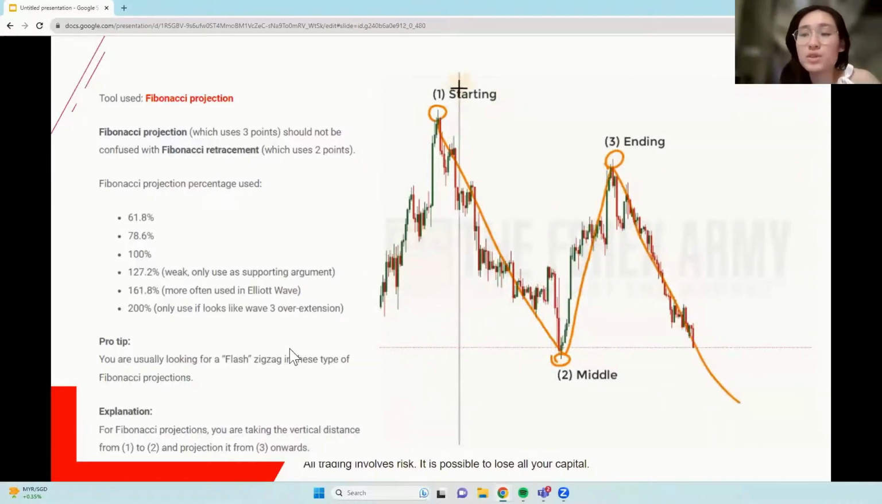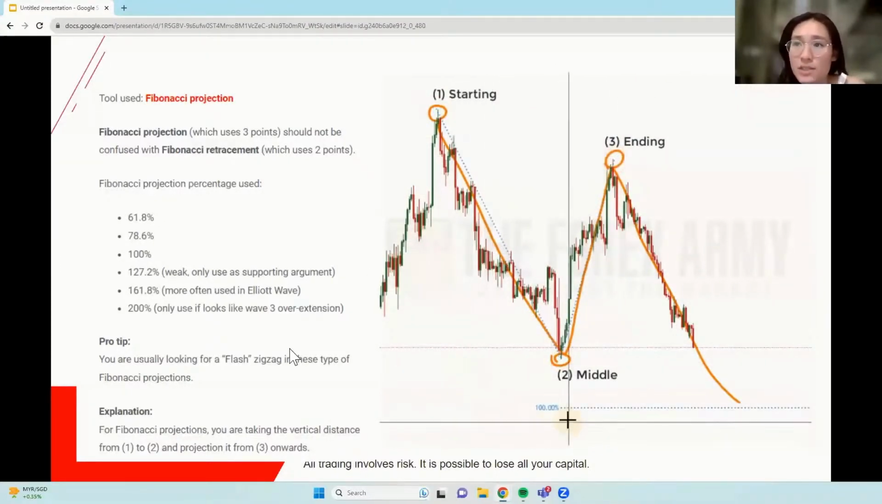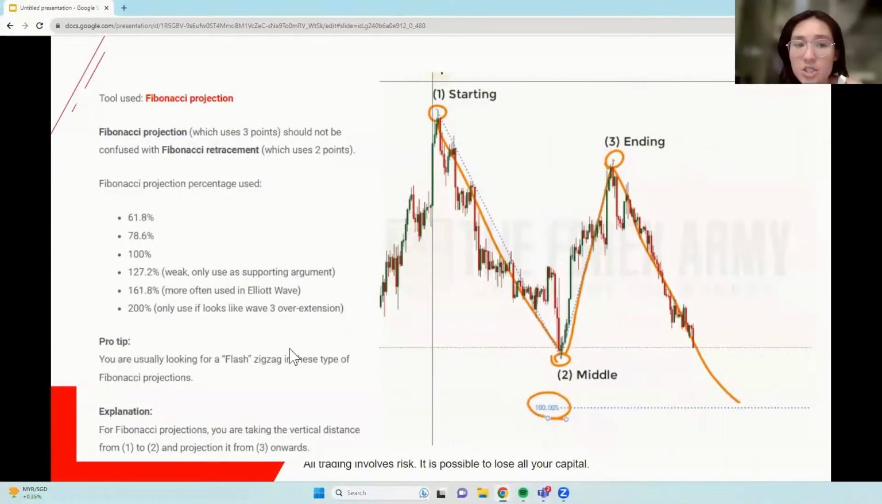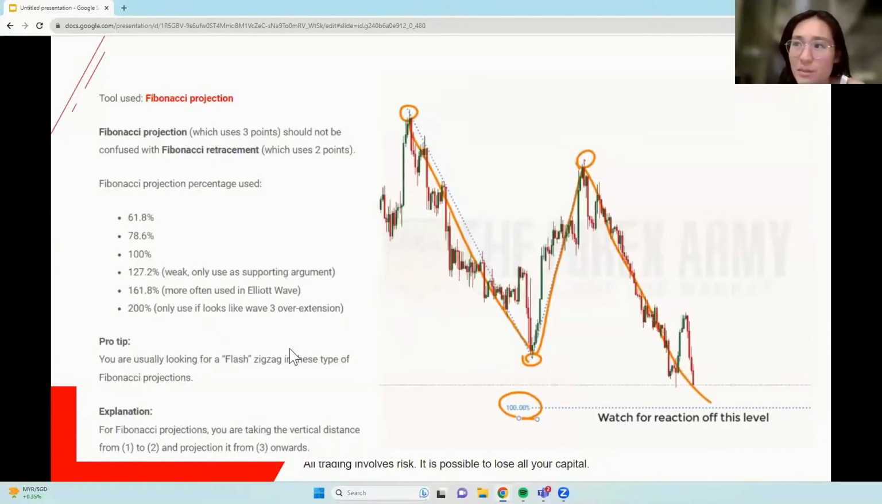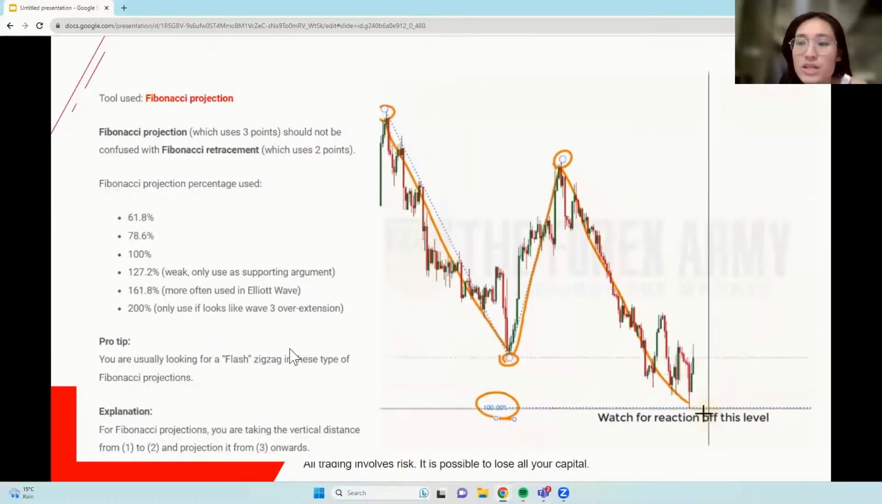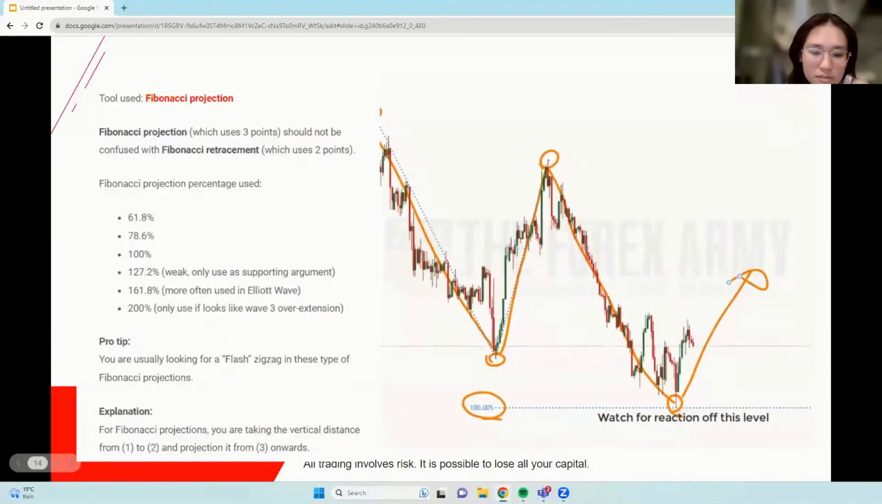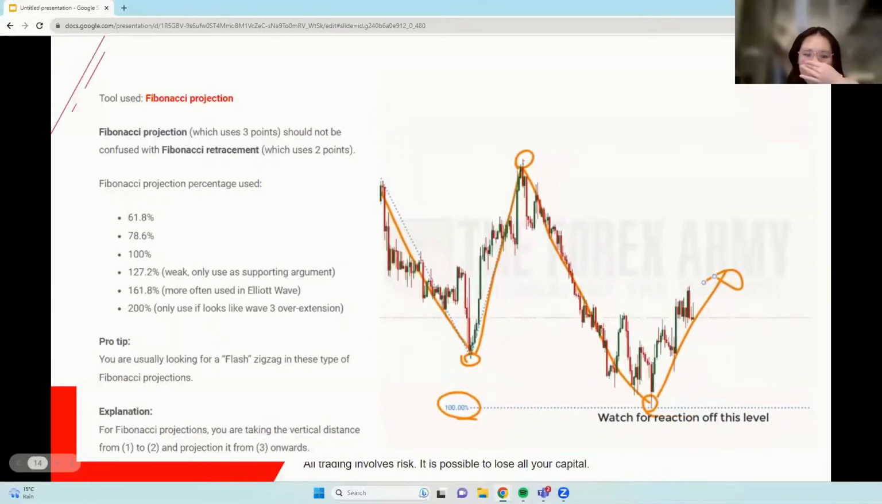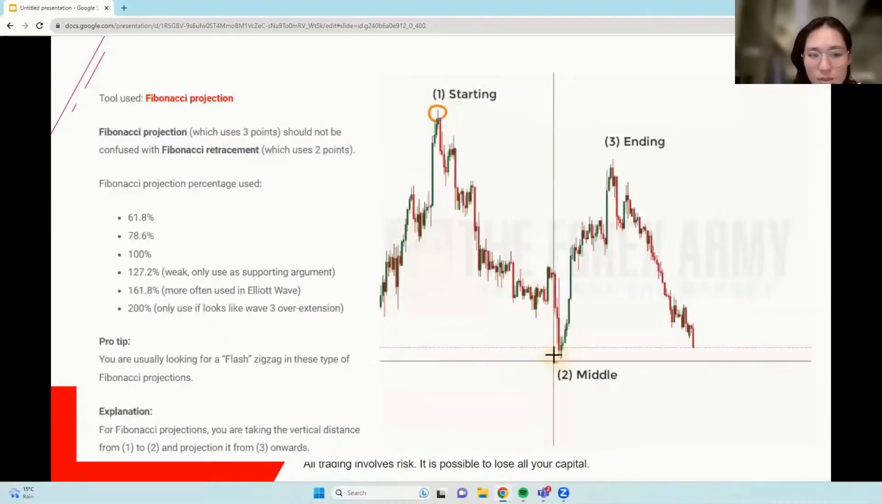Okay. Pro tip, once again, for Fibonacci projection, we are also looking for a flash or zigzag kind of shape. So very often the projection and expansion tools rather, the ones that both use the flash zigzag shape, those are typically used together to find a confluence area. Okay, now let's take a look at a couple of examples of this.